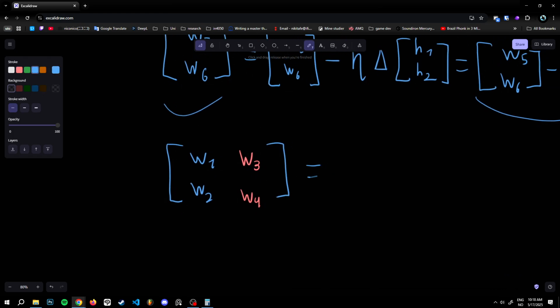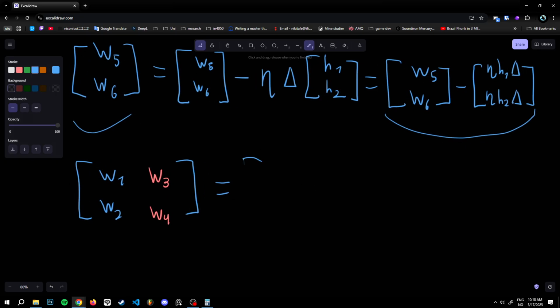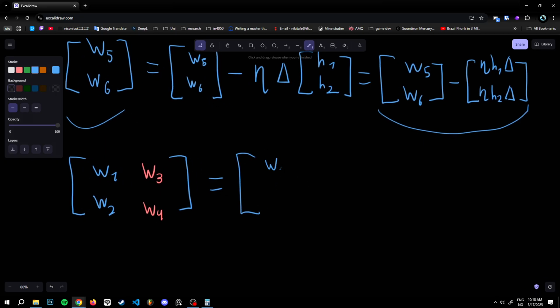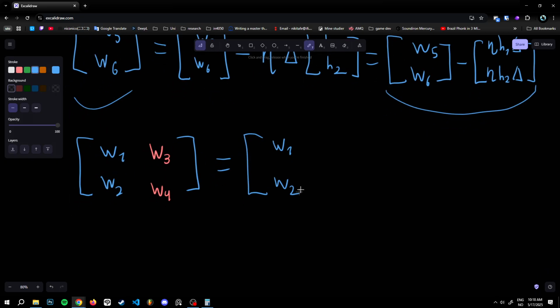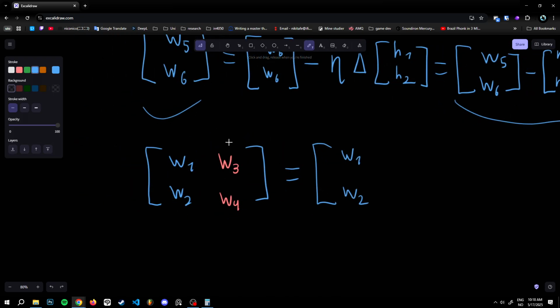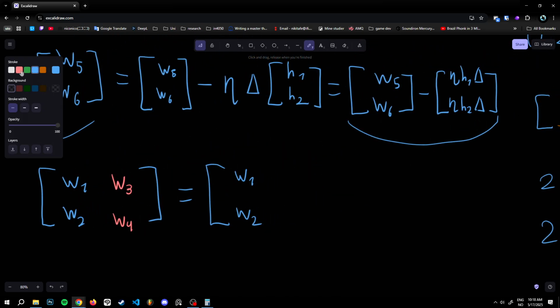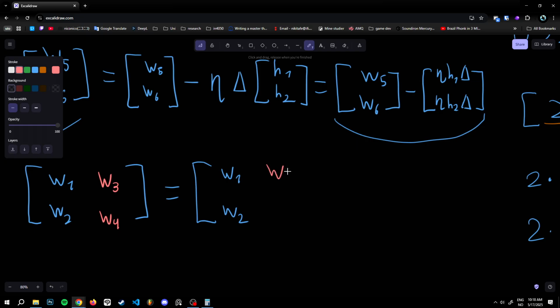And then now you do weight 1. So to update these weights, you need to have their current weights.